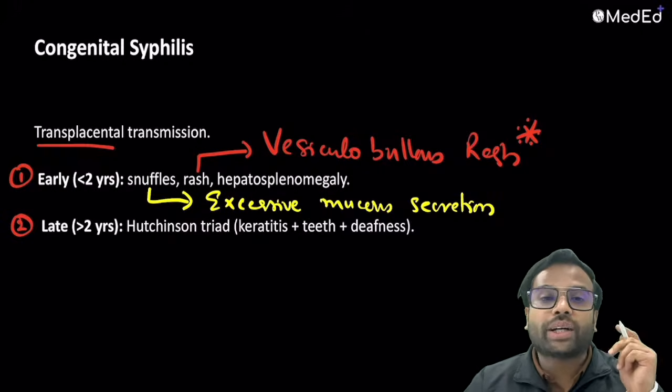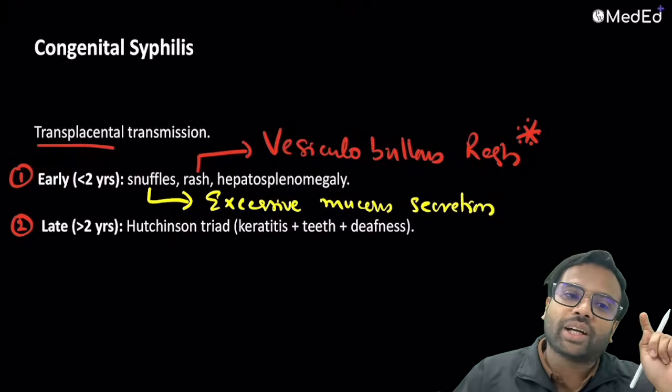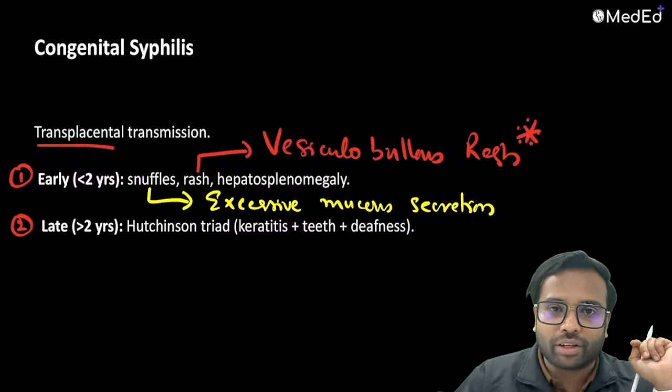congenital syphilis, what is a type of rash that you can expect in a baby? You can expect a vesiculobullous rash in an early congenital syphilis. So this can be a very important differentiating feature.